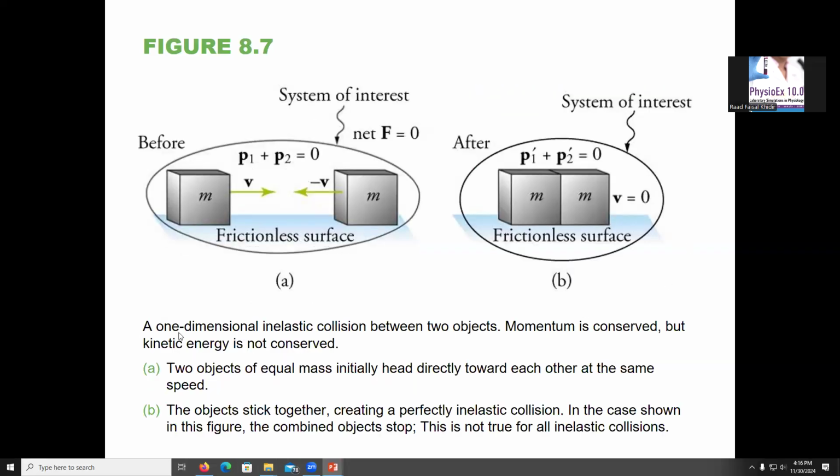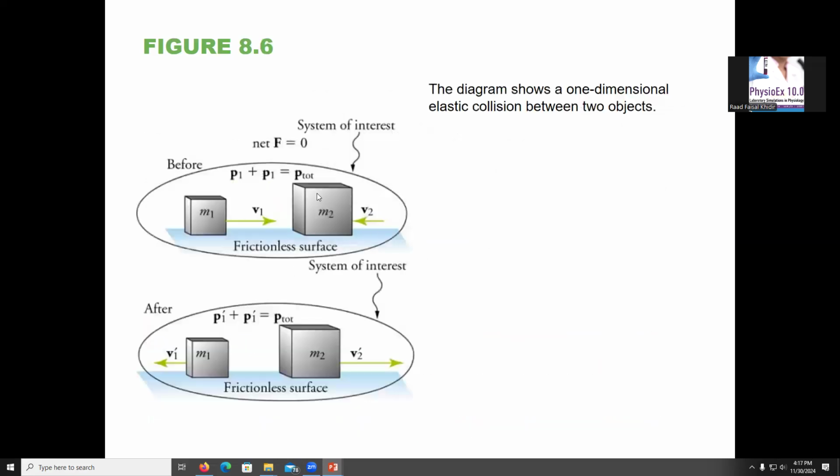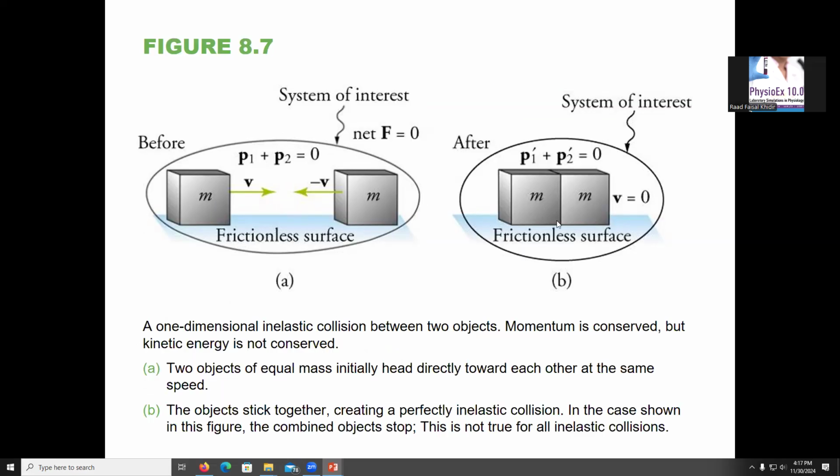So a one-dimensional inelastic collision between two objects is shown here. Momentum is conserved. Obviously, momentum is always conserved, whether we're dealing with elastic collision or inelastic collision, but the kinetic energy is not the same. So let's compare elastic collision versus inelastic collision. In elastic collision, after the collision, each colliding body went its separate way. But in inelastic collision, after they collided, they got stuck together with glue. So that is an example of inelastic collision.